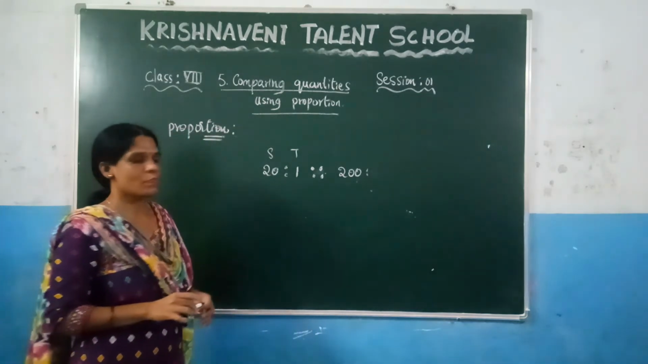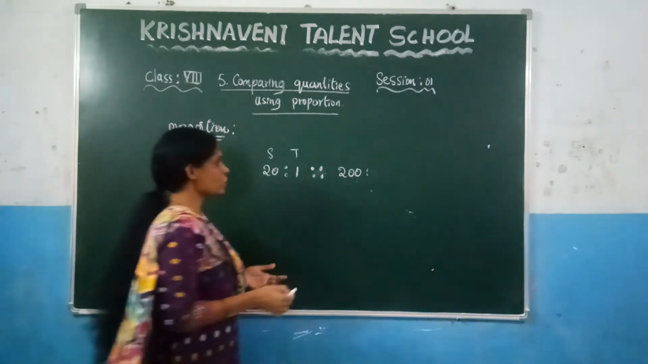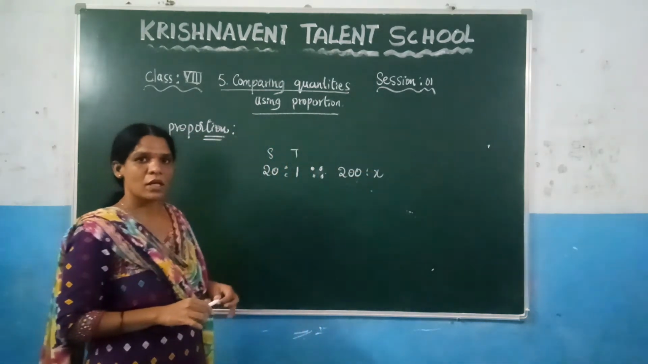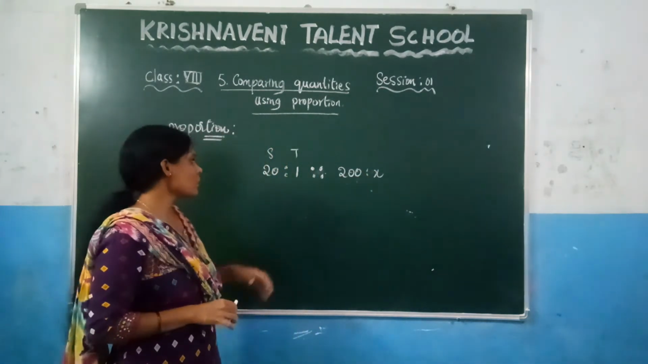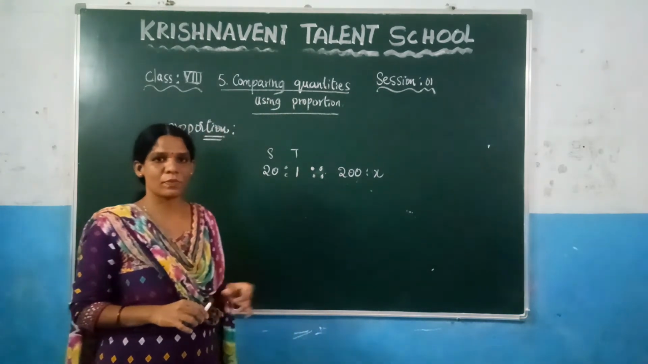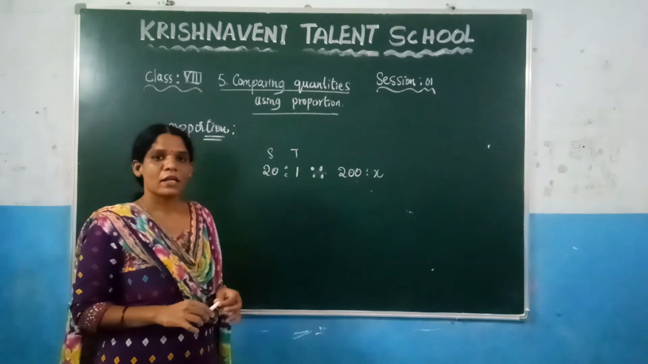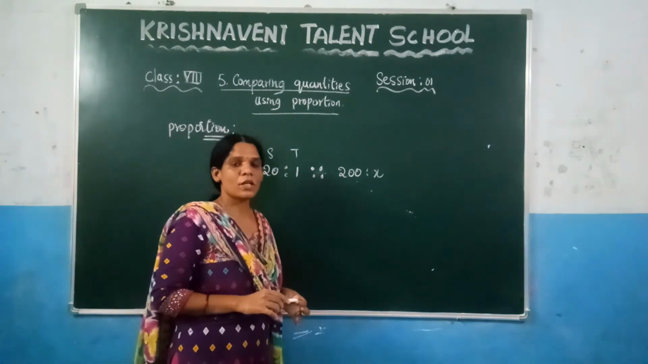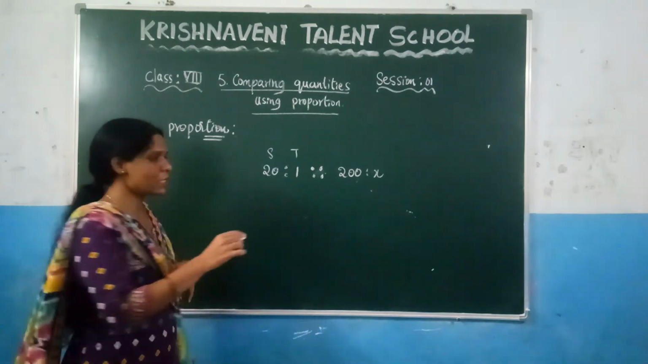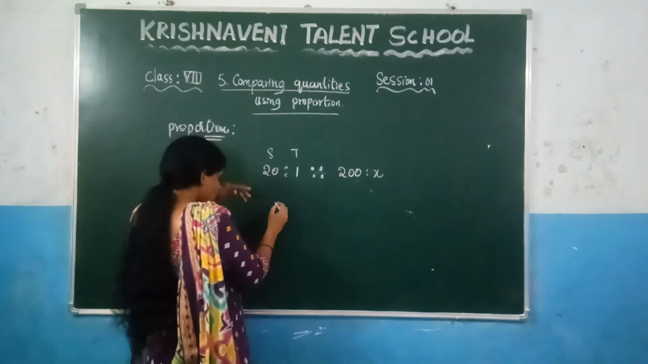Anyway, you can define. Now here, let us suppose you don't know how many teachers are there. Let us suppose it as x. So here you have 1 is to 20 equal to 200 is to x. From that you can find the number of teachers required for 200 students. This is the example for the proportion. Let us see how to find this one.